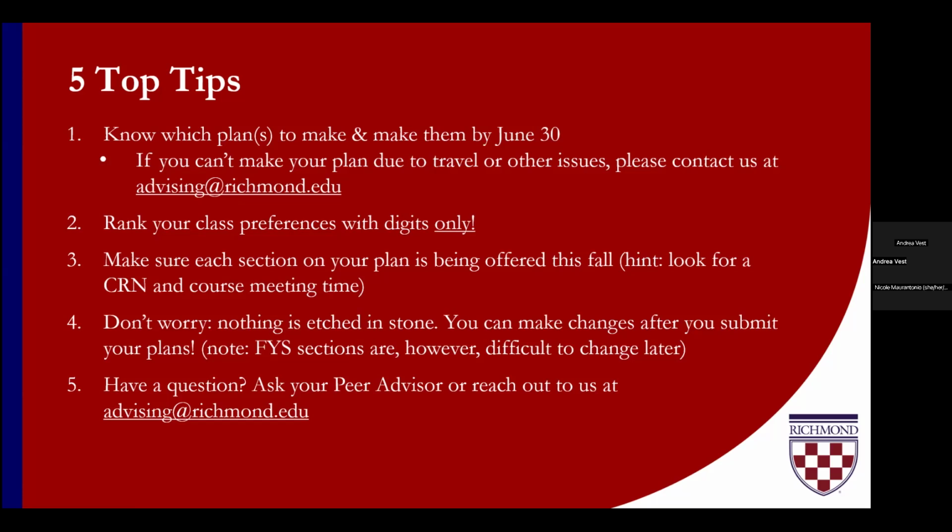Third, be sure that each section included on your plan is actually being offered this fall. The way that you'll know this is that you'll see a 5-digit CRN, which is the course registration number, as well as a meeting time. So you will be able to see when the course meets and the time that it meets.